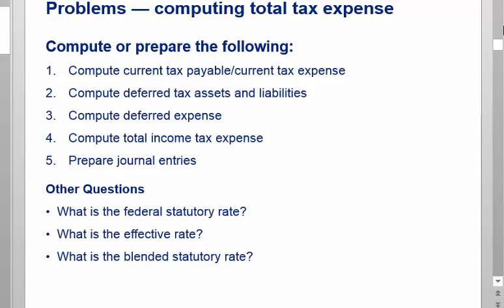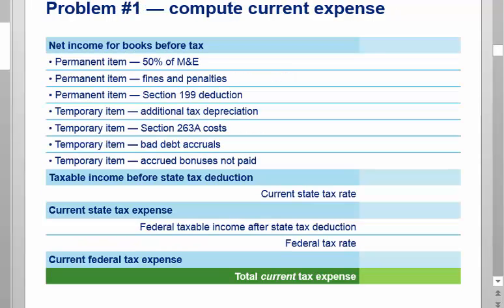All right, so if those were the facts, the exam will look something like this. It'll say, compute the current, compute the deferred, tell me the expense, do the journal entries, what's the effective rate, right? So this will be typical. Okay, so let's try to figure it out.